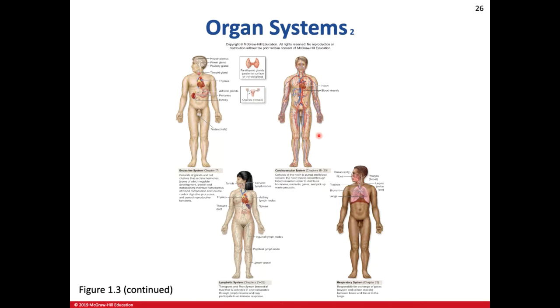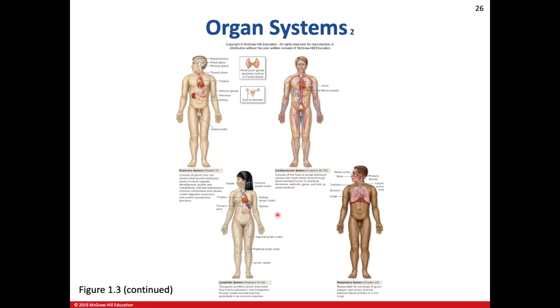The heart does the pumping of the blood. That's what drives it around the body. The arteries carry blood away from the heart. The capillaries are tiny vessels with thin walls, which are there for exchange of nutrients, waste products, and gases. And the veins carry blood back to the heart.